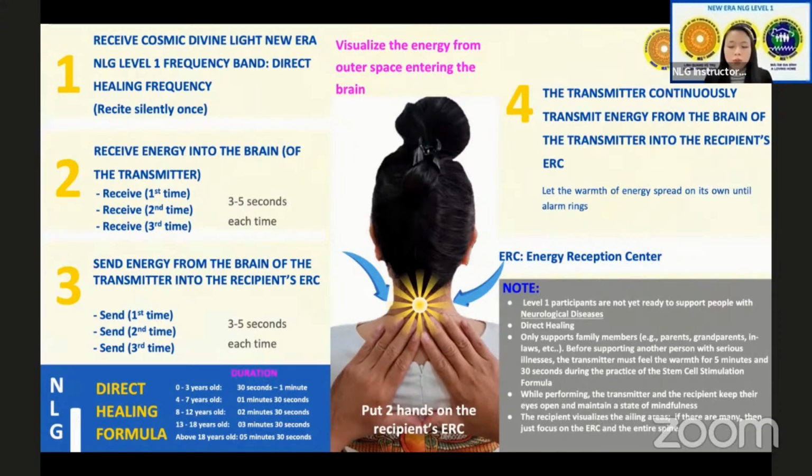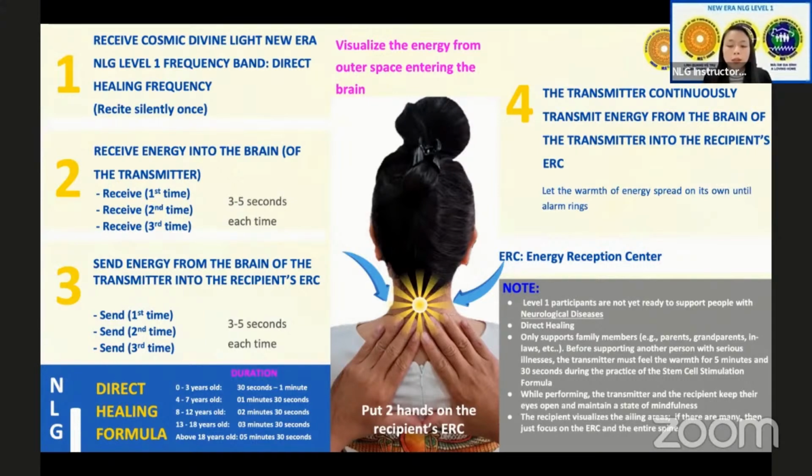But for supporting another person with serious illnesses, the transmitter must feel warmth for 5 minutes and 30 seconds during the practice of the stem cell stimulation formula. Once again, that fits into self-love and love of family. You need to work on yourself first, everyone, making sure that you feel that warmth or those health improvements that we talked about before you can reach out to help someone else.